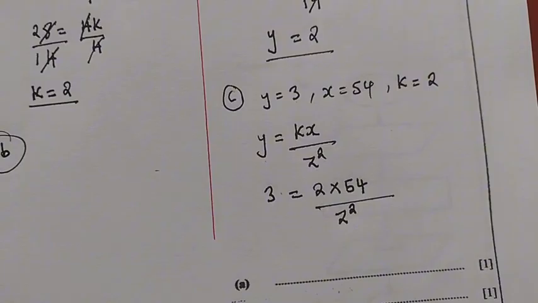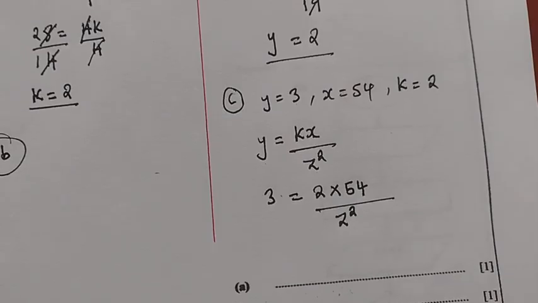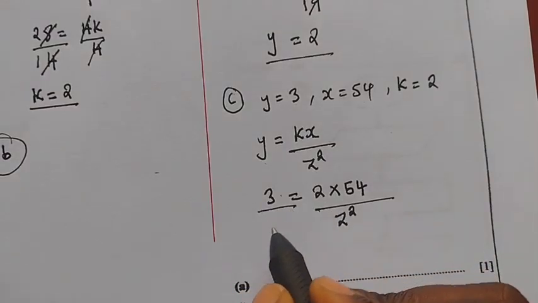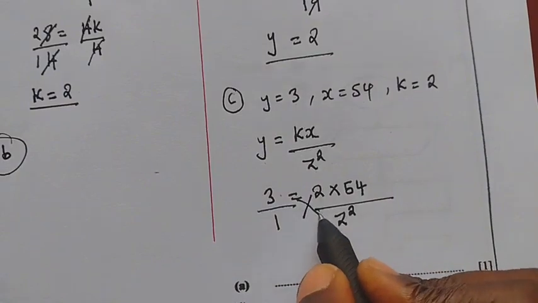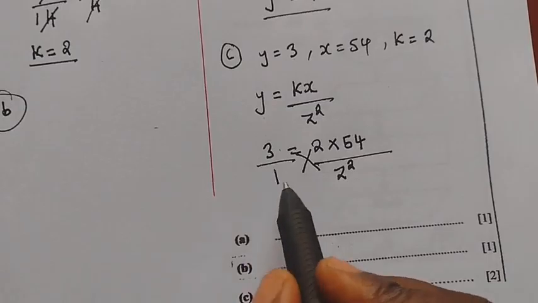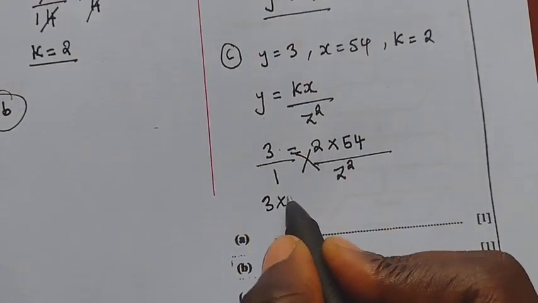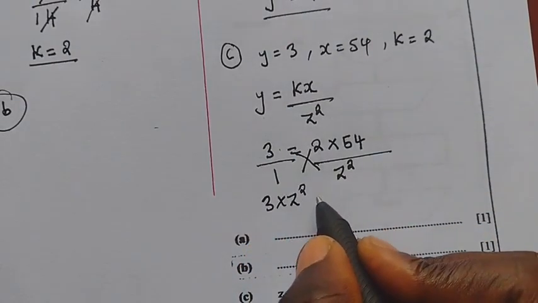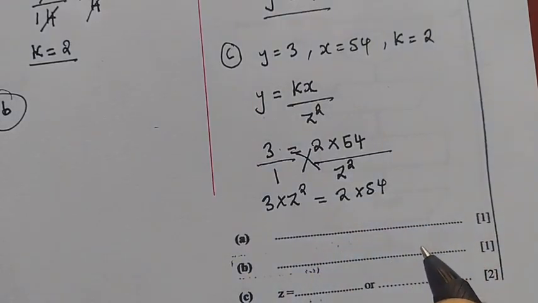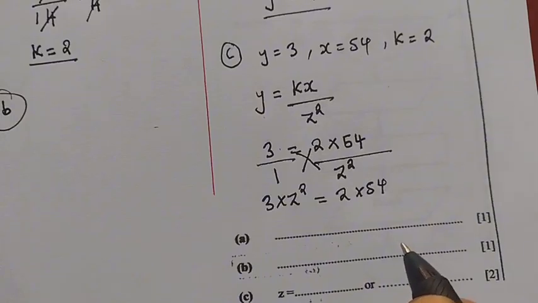So from here, what are we going to do? It's very simple. Let's just do this. We divide by 1, then we cross multiply like this. So this is what we are going to do. We say 3 times z squared is equal to 2 times 54. So this is paper 1. Don't confuse yourself.